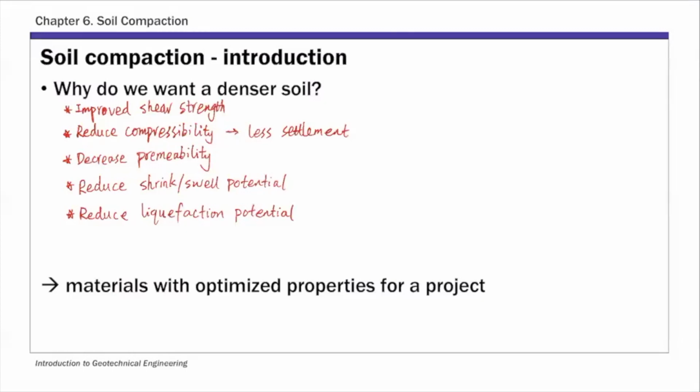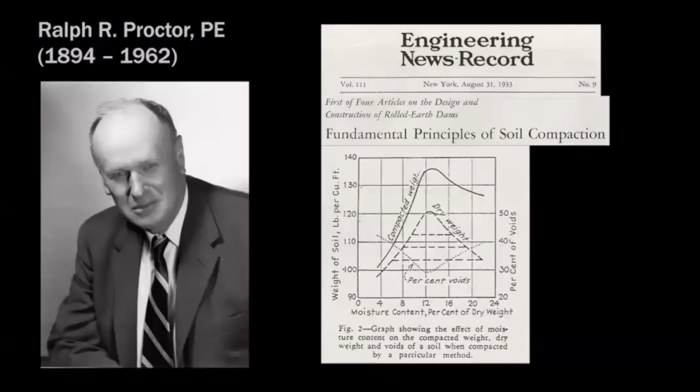This slide shows Ralph Proctor, and back in the 1930s, he published a series of papers based on his observed experimental behavior of soil compaction, basically how the unit weight of soil changes with moisture content. He published his work termed Fundamental Principles of Soil Compaction. We're going to look at this in more detail.